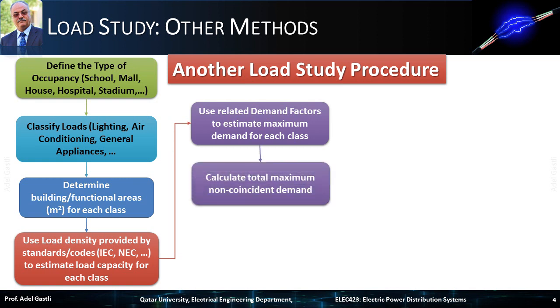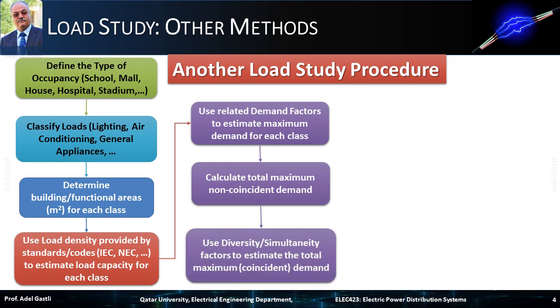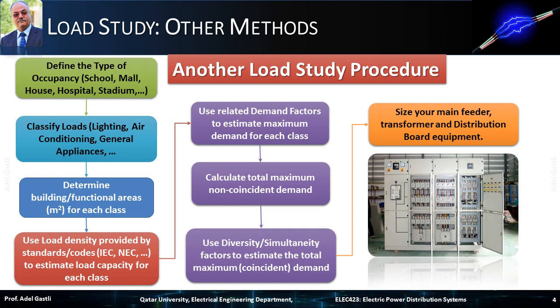Next, we calculate the total maximum non-coincident demand. Then, we use the diversity factors, to estimate the total maximum coincident demand. Finally, we use the calculated maximum demand, to size the main feeder, transformer, and distribution board equipment.